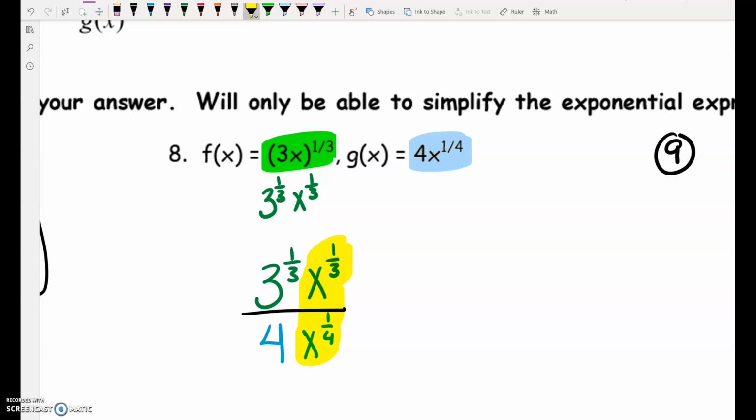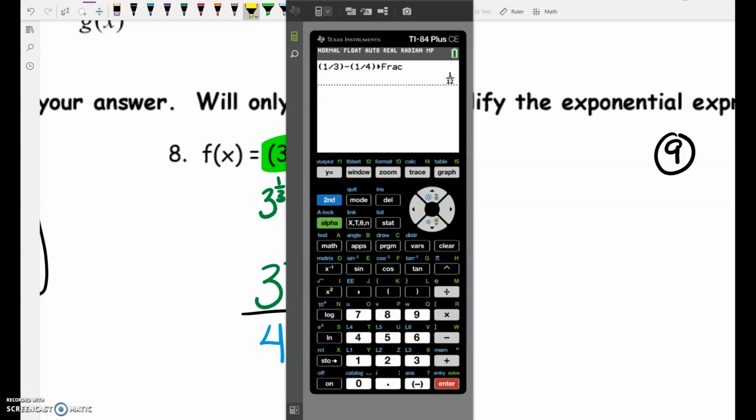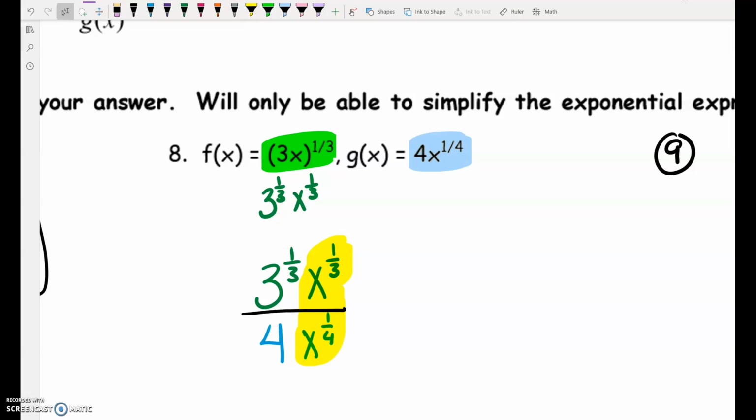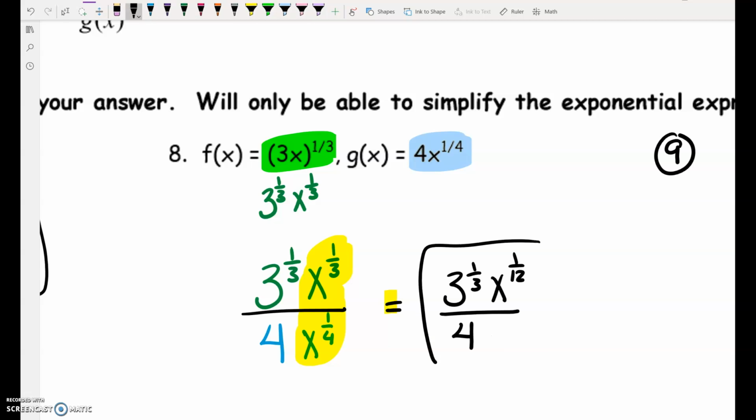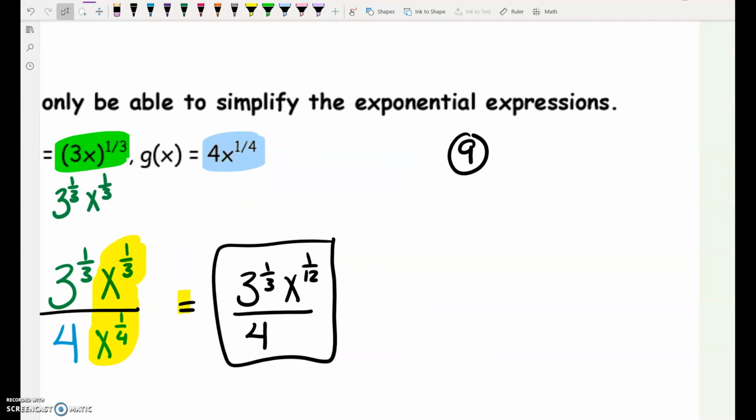This part can be simplified. Because it's all multiplication and division, we can simplify that. We would subtract those fractions. So in my calculator, if I do 1/3 minus 1/4, I get 1/12. So this answer ends up being 3 to the 1/3 x to the 1/12 over 4, and there's no x on the bottom anymore. I don't know why they put parentheses there. That was dumb. Here's the type that you're going to see more often.